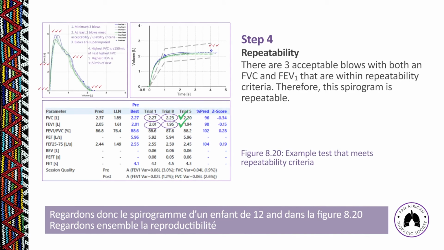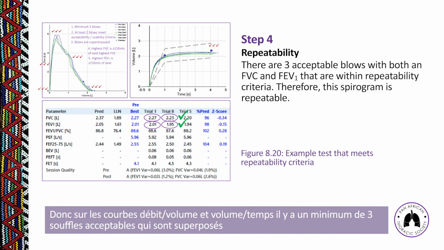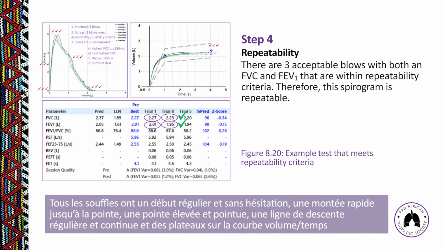So let's look at the spirogram of a 12-year-old child in figure 8.20. Let's look at the repeatability here together. On the flow volume and volume time graphs, there are a minimum of 3 acceptable blows which are superimposed. All the blows have smooth, unhesitating starts, rapid upward rise to peaks, tall pointed peaks, smooth continuous downward trials, and plateaus on the volume time graph.